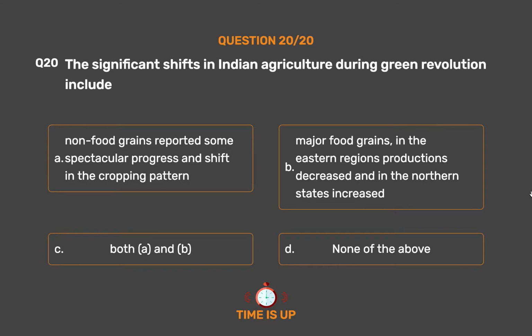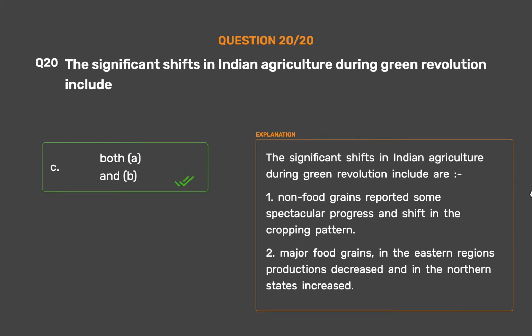The correct answer is Option C, both A and B. The significant shifts in Indian agriculture during the Green Revolution are: 1. Non-food grains reported some spectacular progress and shift in the cropping pattern. 2. Major food grains, in the eastern regions productions decreased and in the northern states increased.